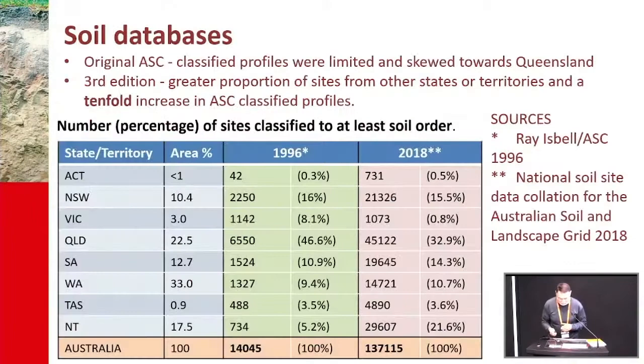Now, the working group's had a big advantage over Ray in the amount of soil data that we could work with. Over 22 years, there's been a tenfold increase in the available soil profile data, a huge improvement, near 140,000 sites compared to 14,000 when he was dealing with it.